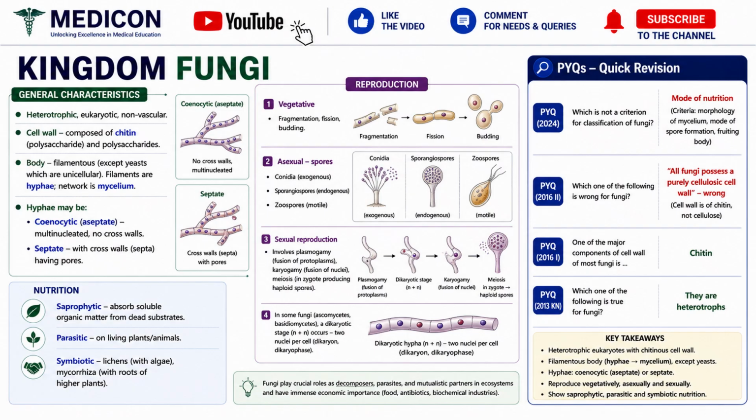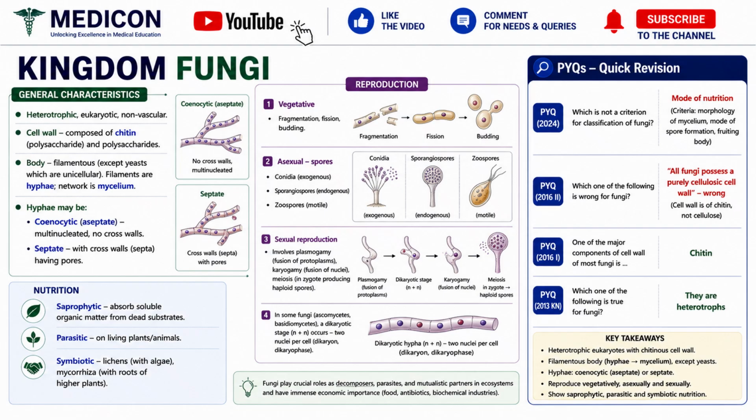Kingdom Fungi. They are heterotrophic, eukaryotic, and non-vascular. The cell wall is composed of chitin, that is, it is made up of polysaccharides. The body is filamentous except in yeast, which are unicellular. Filaments are hyphae, and the network of hyphae is called mycelium. Hyphae may be coenocytic, meaning aseptate, with no cross walls and multinucleated, or hyphae may be septate, that is with cross walls, the septa, having pores. So coenocytic aseptate and septate hyphae are characteristics of fungi.